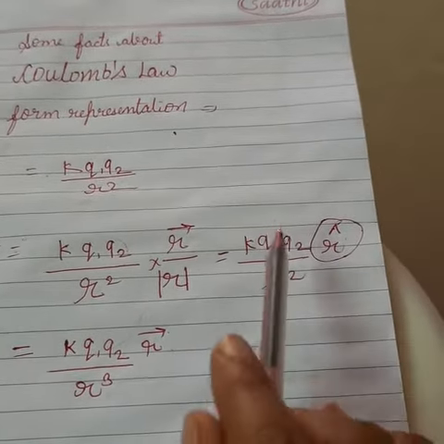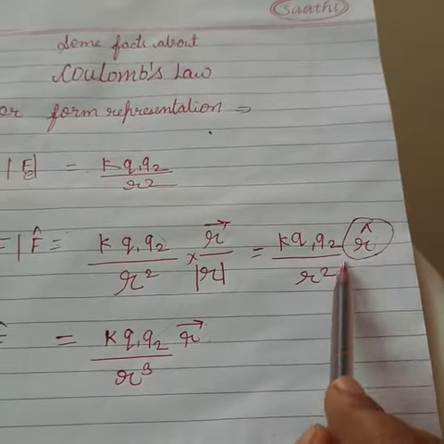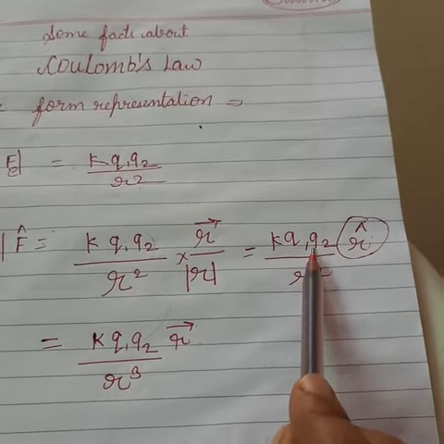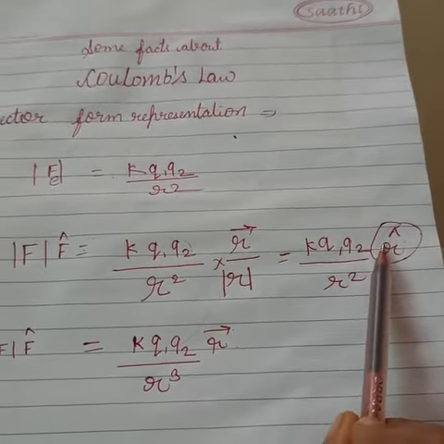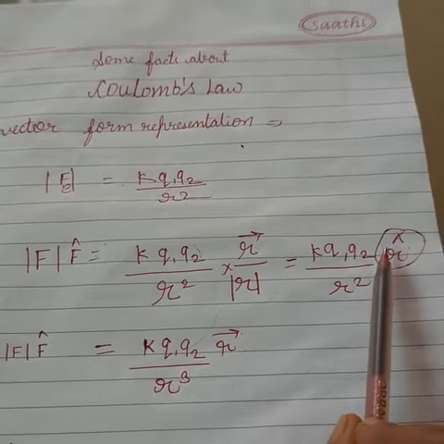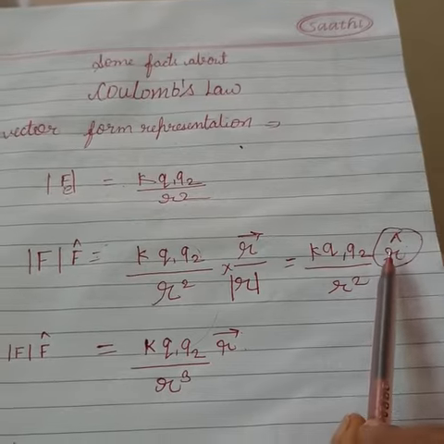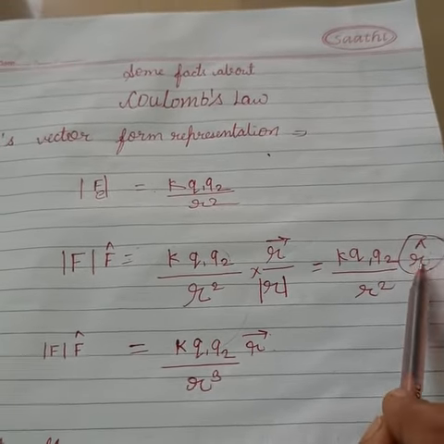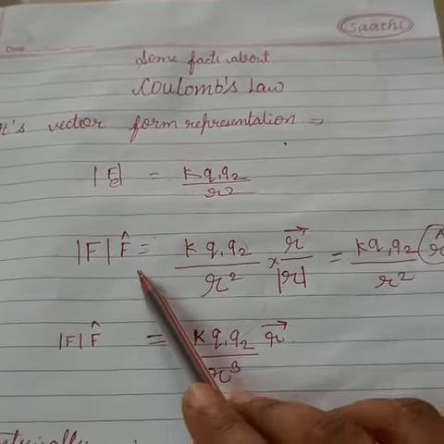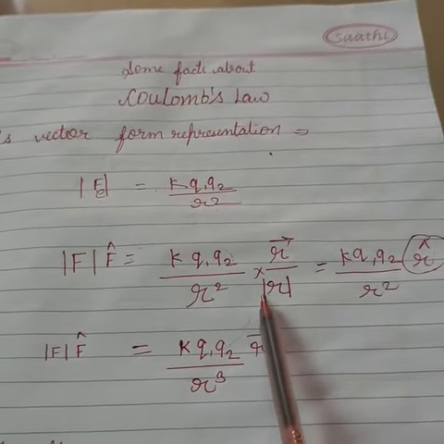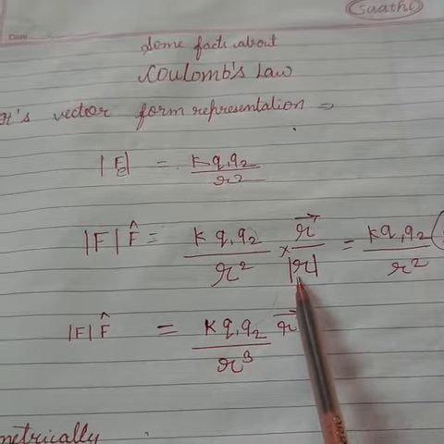As you all know that R cap, why we have written R cap? Because this all three is a scalar quantity. R cap is a unit vector having a magnitude 1 and having the same direction as of force. It may be represented as R vector divided by magnitude of R.